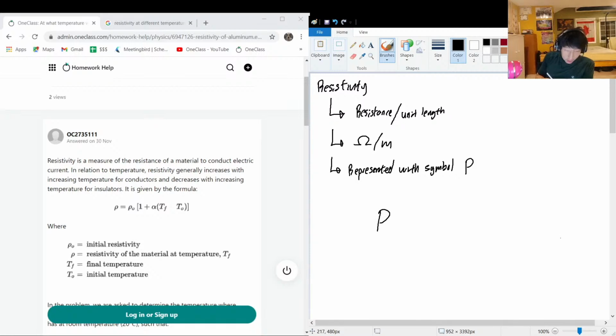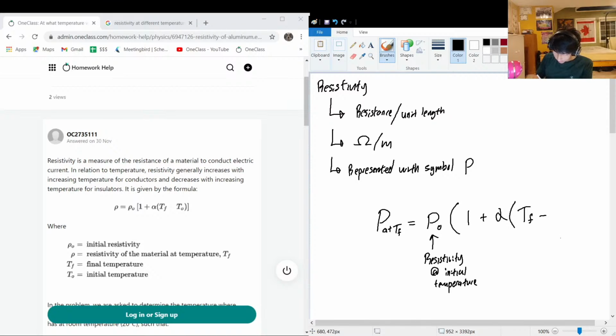So P, resistivity final, or resistivity at T_F, is equal to R_0, which is the resistivity at the initial temperature, multiplied by 1 plus alpha multiplied by the final temperature minus the initial temperature.